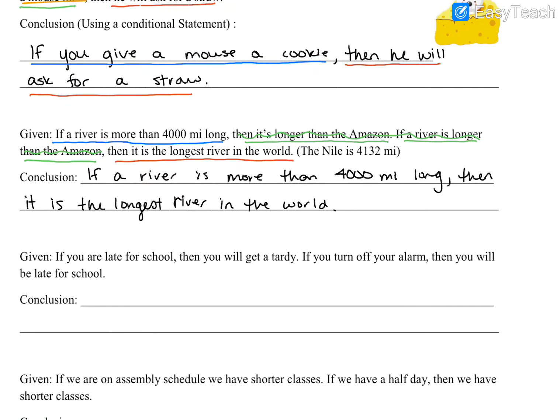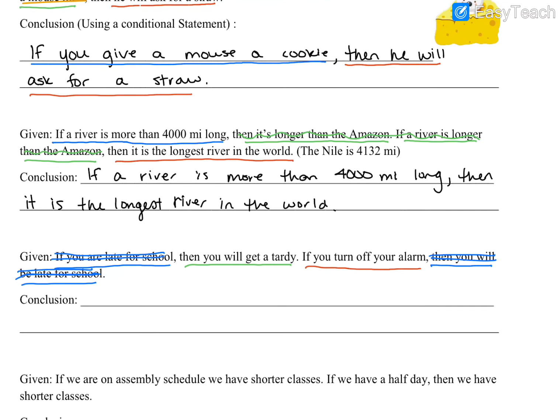Okay, so going down. If you are late for school, I'm going to underline that in one color. Then you will get a tardy. New color. If you turn off your alarm, new idea, new color. Then you will be late for school. We had that idea before, it was blue. Then you will be late for school. Okay, so your matching ones get crossed off. We don't want to repeat. We'll see if we can come up with a conditional statement.